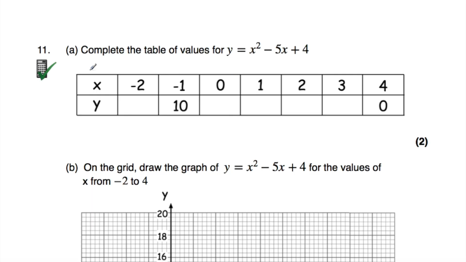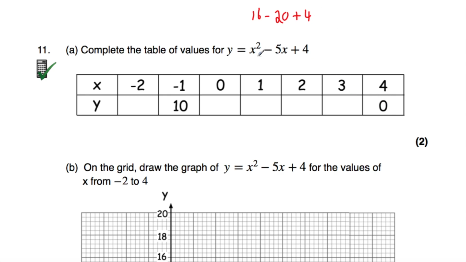So question number 11 says, complete the table of values for y equals x squared minus 5x plus 4. So we've got our xy table and we've got some missing values here. To work out the y values, we're going to square the x value, then take away 5 times the x value, and then add 4. So for instance, if x is equal to 4, we would do 4 squared, that's 16. We would then take away 5 times 4, that's 20, and we would add 4. And 16 take away 20 is negative 4, plus 4 would be 0. So that would go there.